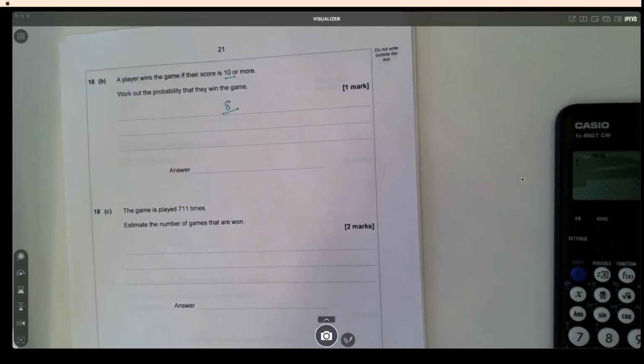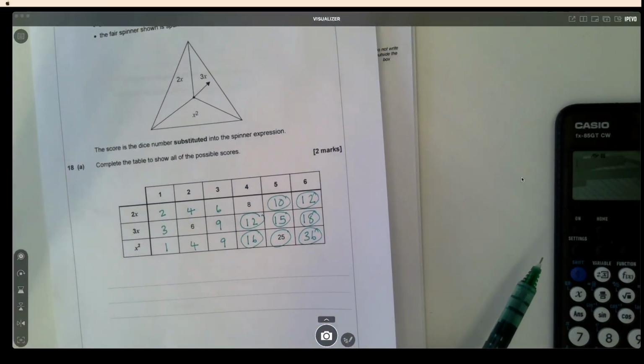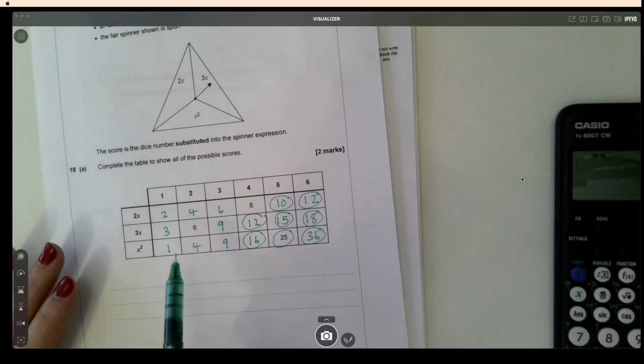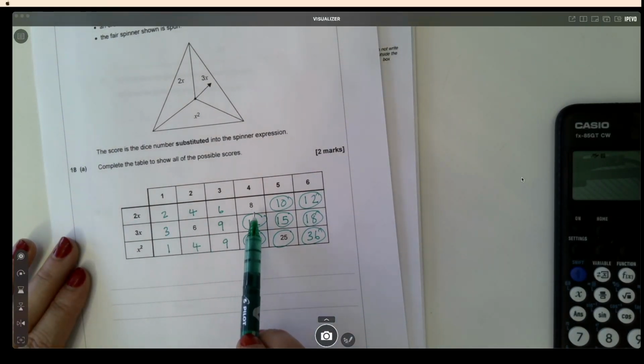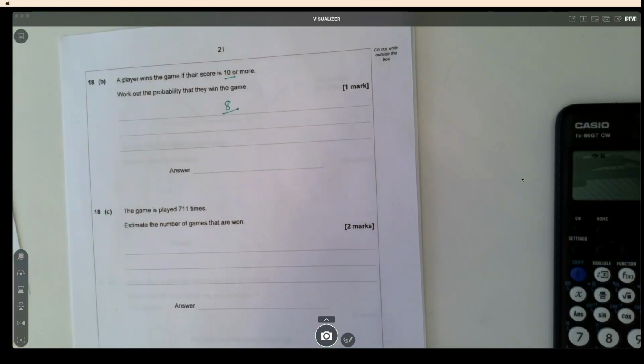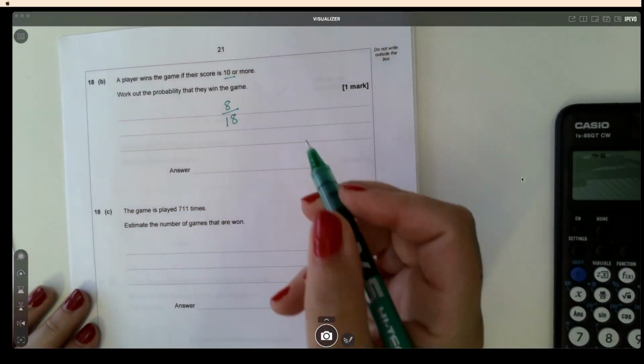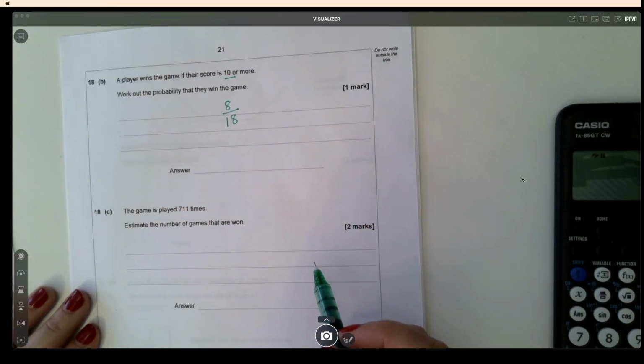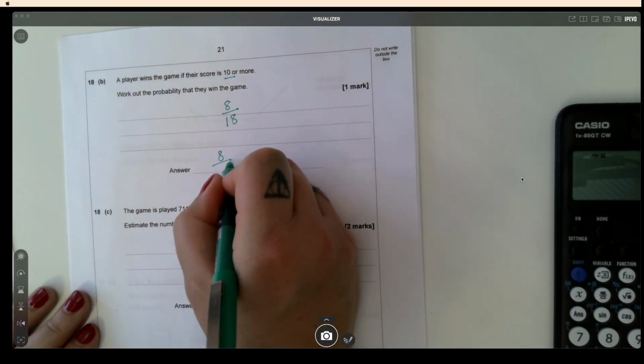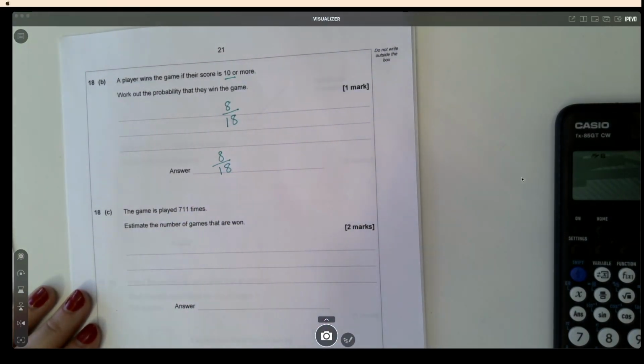And then we need how many scores there are in total possibly. So we've got 3, 6, 9, 12, 15, 18. So the probability is 8 out of 18. Now it doesn't ask us to simplify it, so I'm going to write that directly on the answer line there.